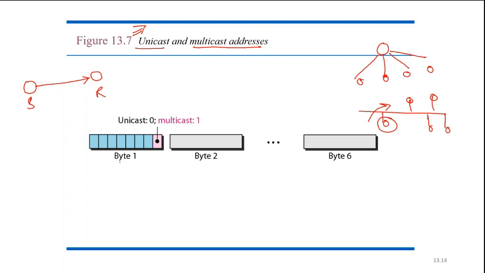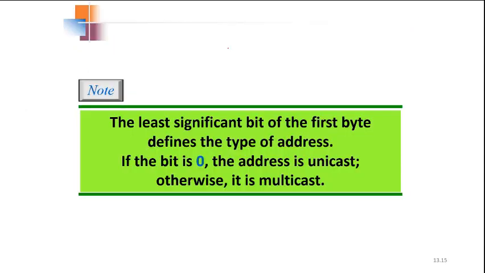In the address, if the last bit, or you can say the LSB of the address, is 0, then it is called unicast. If the LSB is 1, it is called multicast. It means if the address is even, it is unicast. If the Ethernet or LAN address is odd, it is considered multicast. So based on the address it will be identified.